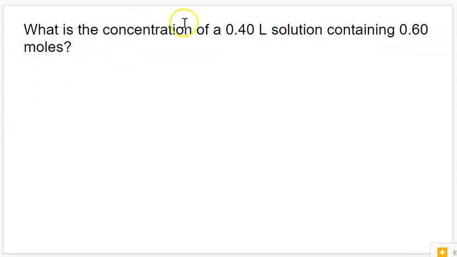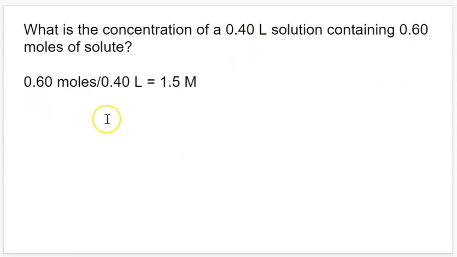So what is the concentration of a 0.4 liter solution containing 0.6 moles? Well, we know that the molarity, the concentration, is the moles of solute over the liters of solution. So in this case, we can divide 0.6 moles by 0.4 liters, and we'll end up with a 1.5 molar solution. So the molar is an interesting unit because it's kind of made up of two smaller units. So you don't really need to do anything to cancel out the units here because moles over liter is equal to molar. Let's do another problem.